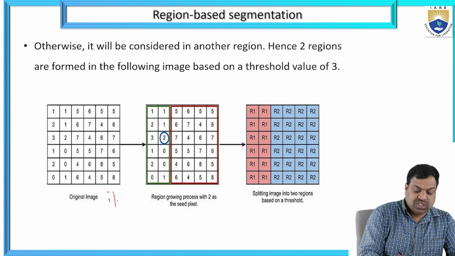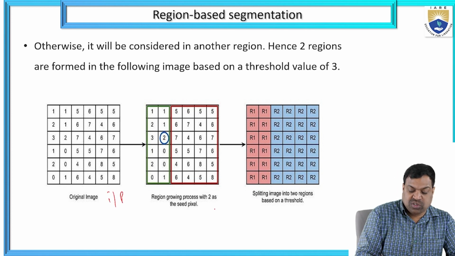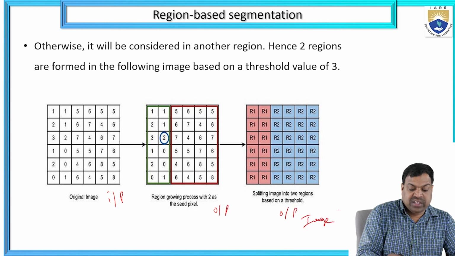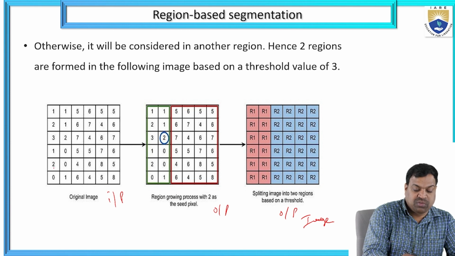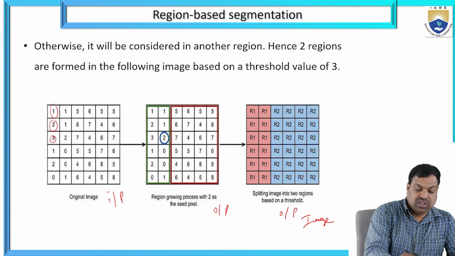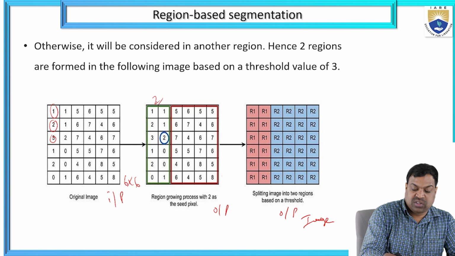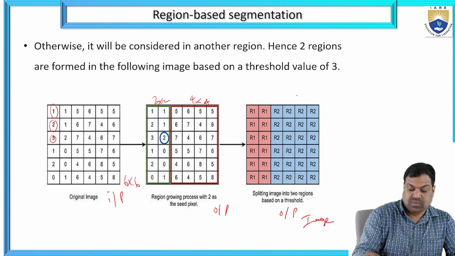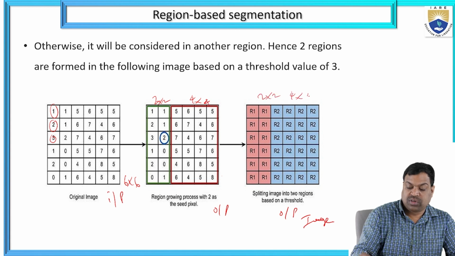The first one is the original image, that is the input image, and the region growing process of 2 gives the output image. So in the input image, if I'm taking the values 1 2 3 1 2 0 like this, it is a 6 by 6 matrix. Here I'm taking 2 by 2 and 4 by 4. So R1 is completely a 2 by 2 matrix, and the 4 by 4 I'm taking completely as R2.